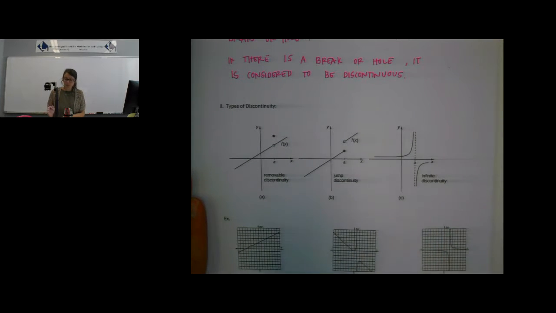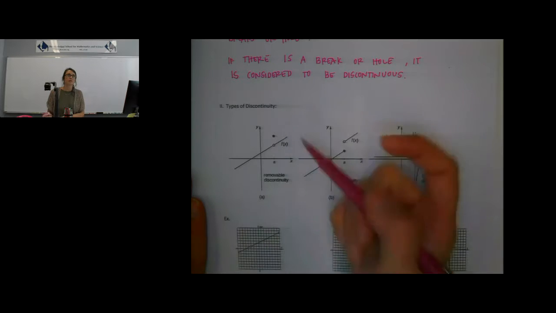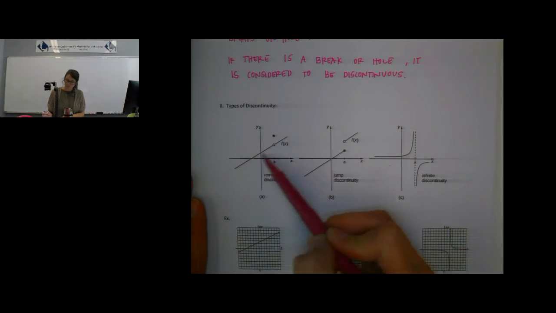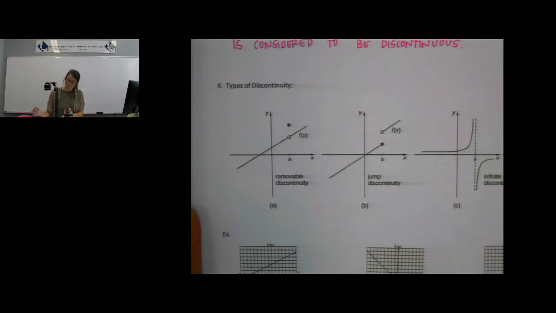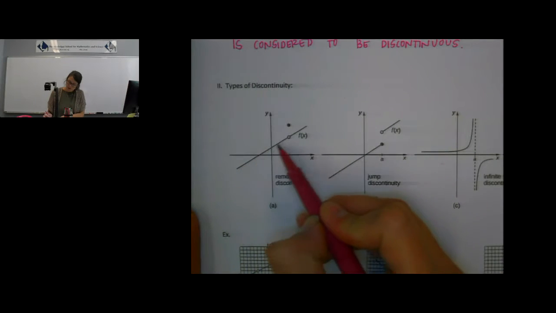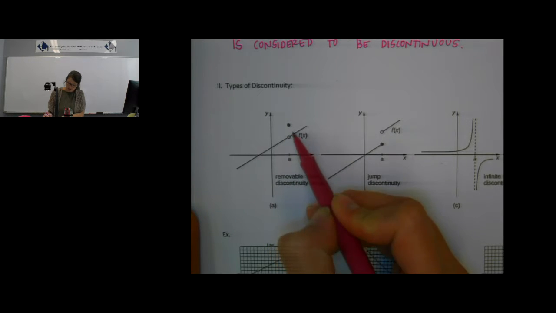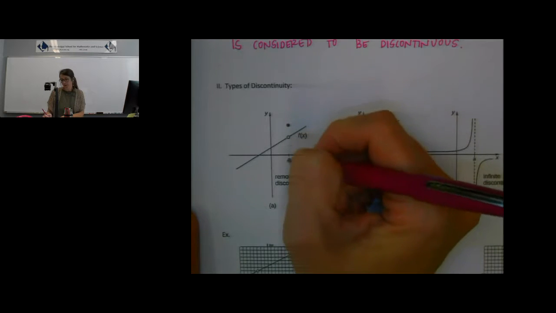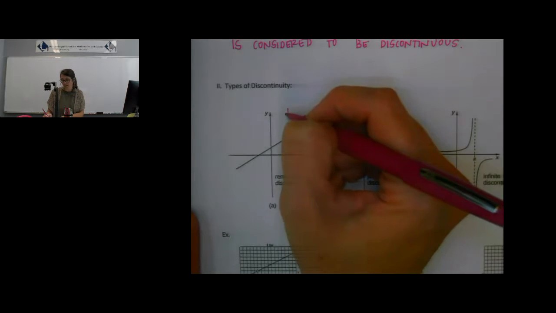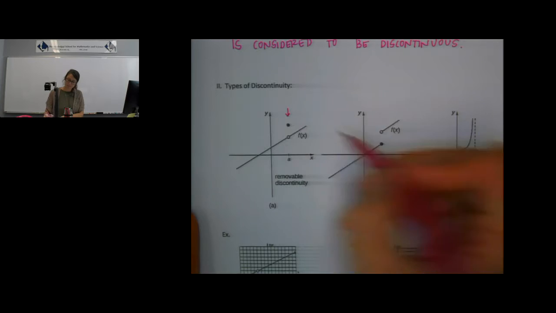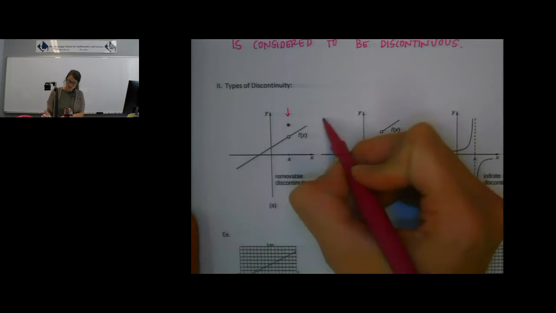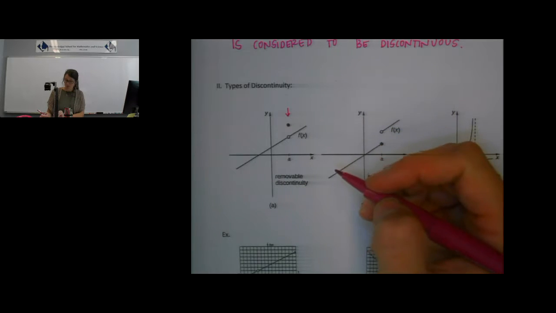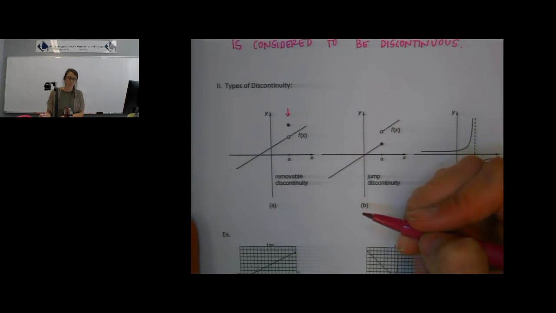So if there is a break in the graph, it's considered discontinuous. So let's look at this one. This one is a straight line. Okay. It is a straight line, and I have a break at f of a here. I have a break at f of a, but f of a is defined up there. I continue to go in both directions, so this is considered to be removable discontinuity. Okay?